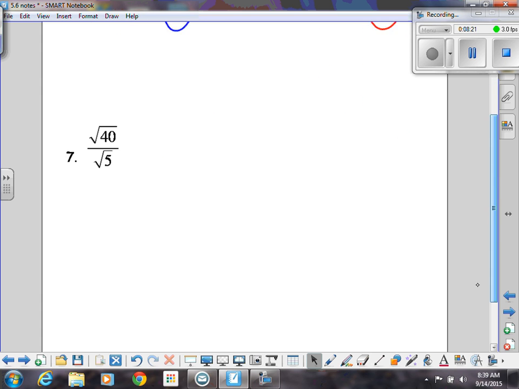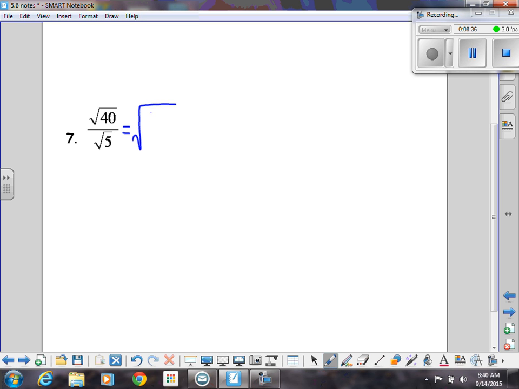All right, look at this one, number 7. These are already separated, and notice I can't do the square root of 40 or the square root of 5. Those are not on my perfect square list. However, if I put them all underneath the same square root, I can do 40 divided by 5. That comes out to be just plain old 8. So I can do 40 divided by 5 is 8, and now I've just got the square root of 8. So I don't have a denominator anymore.